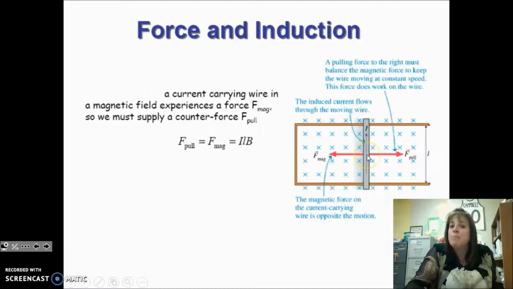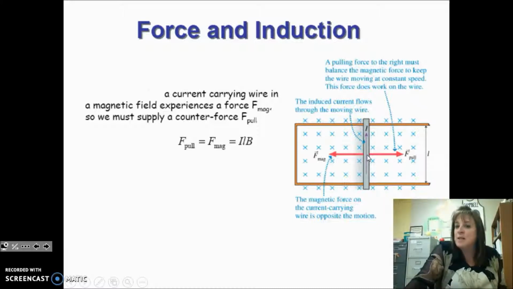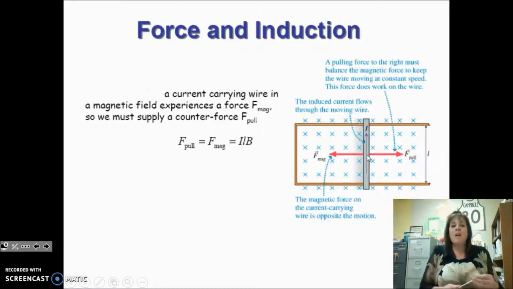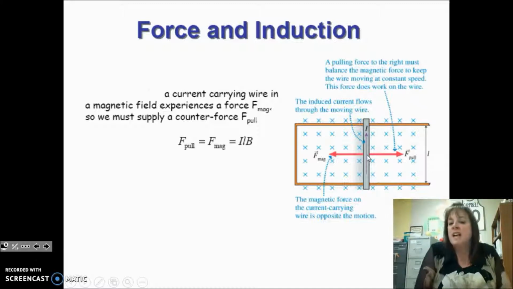What that means is I have to keep pulling this rod if I want it to move, because as soon as I stop pulling, the magnetic force that's acting against me is going to cause this rod to stop. Now, as long as I move it at constant speed, then the force of the pull is equal to the magnetic force. So the force that I need to pull it with, I can calculate by using our magnetic force for a current-carrying wire equation, F = ILB.